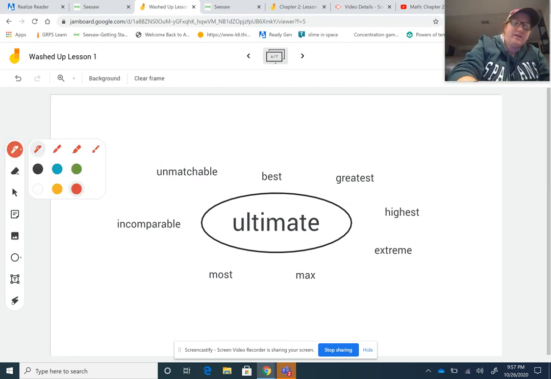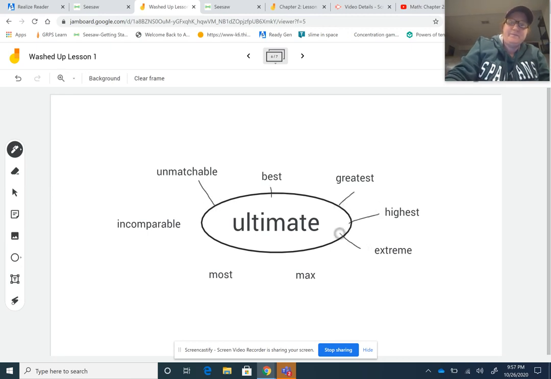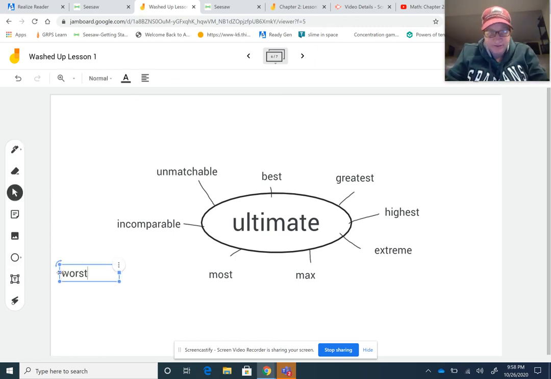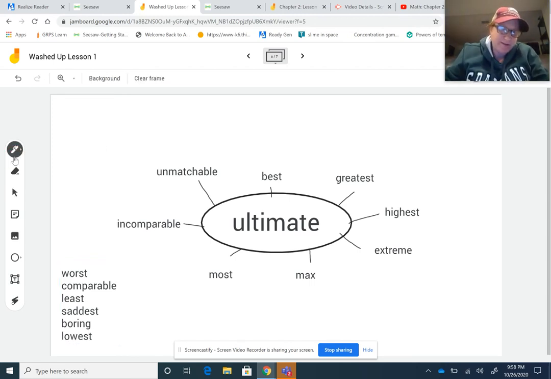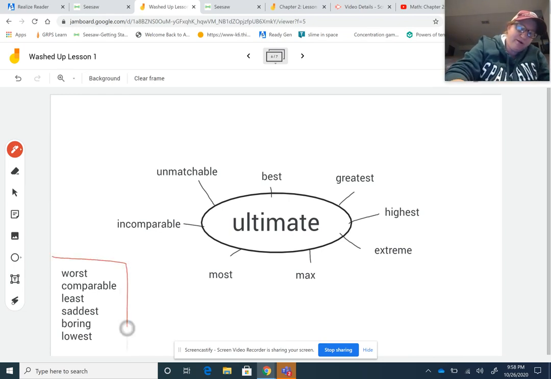So let me draw my lines here in black. Let's come up with some antonyms. So it would be the worst, comparable, least, saddest, right? Boring, not worst. Oh, I already did worst. I wanted to say worst again. Lowest. Those would all be great antonyms, and I'll put those in a red box.